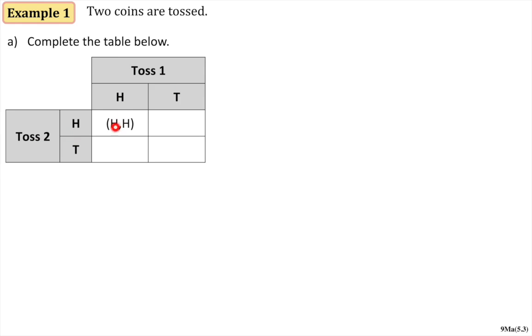Now, when you see HH, the first letter represents the first coin, the second letter represents the second coin. So, if I go to my next cell, TH means the first coin is tails, the second coin is heads. First coin is heads, second coin is tails. Or they're both tails. They're all the possibilities. Now, if you don't put the brackets around it and you don't put the commas, if you just write HH, TH, HT, TT, that's fine. I know what you mean and it's perfectly acceptable.